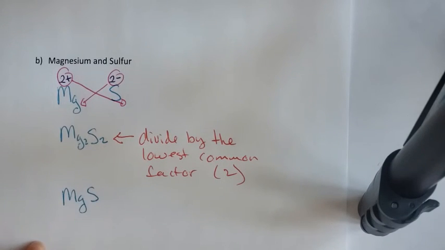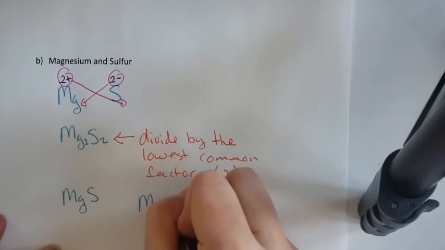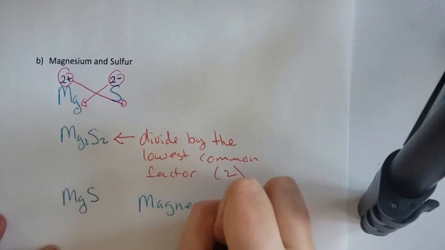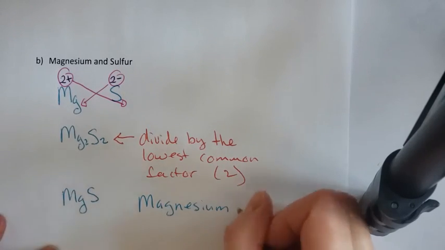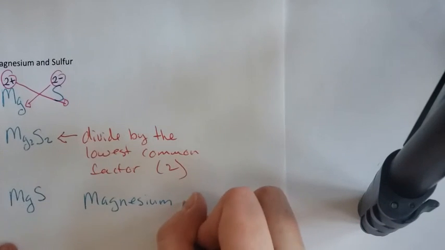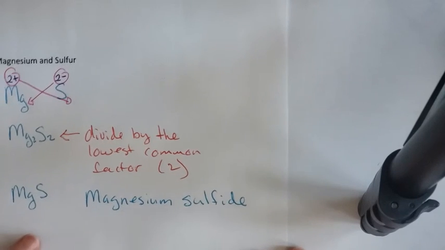Now, to write the name out, magnesium was the metal, so the name doesn't change at all. It just stays as magnesium. And sulfur becomes sulfide. We have to change the ending to IDE. So it becomes sulfide.